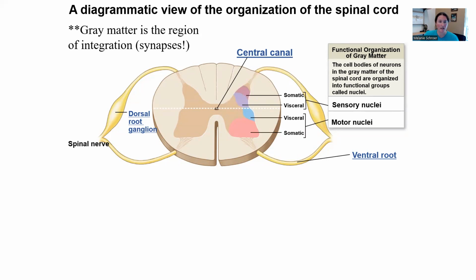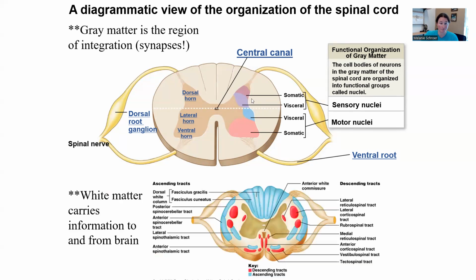Here in the ventral horn, we have a big area where synapses for motor responses are, for the somatic structures, as well as the viscera, or heart, lungs, etc. We can divide this into the dorsal horn, the ventral horn, and here where there are regions for visceral communication, this is called the lateral horn.